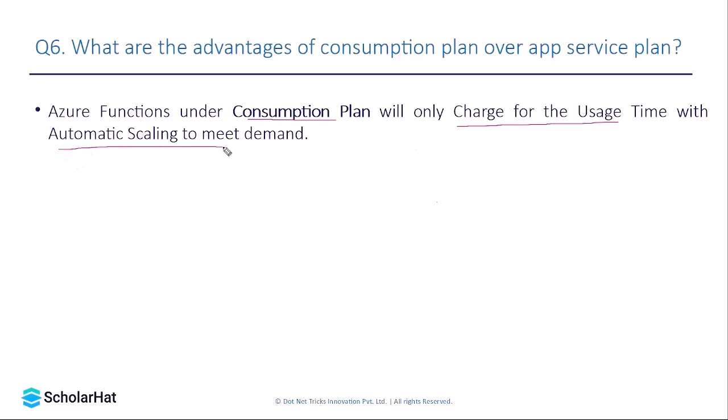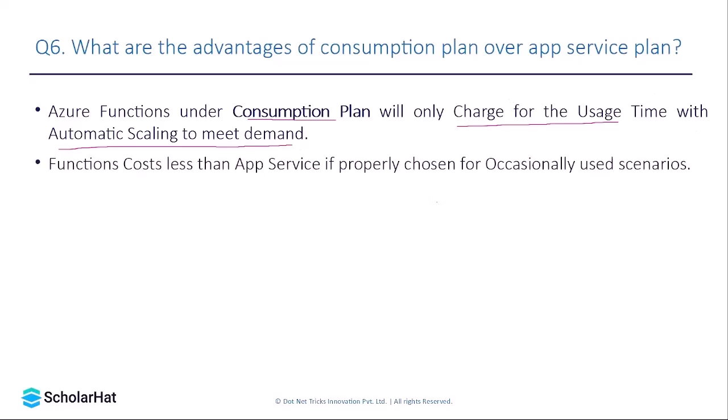meets automatic scaling. So suppose your Azure function is struggling to serve your customer, and you have enabled automatic scaling, then a couple of other instances would be created in the Azure function automatically, and they will soon be ready to serve your customer. The function hosted on an app service plan costs less if they are used for an occasional service.